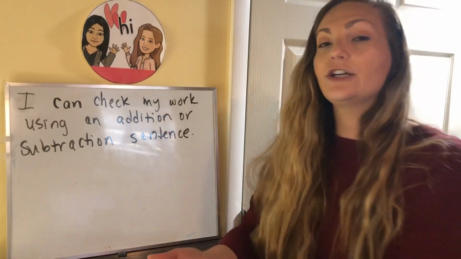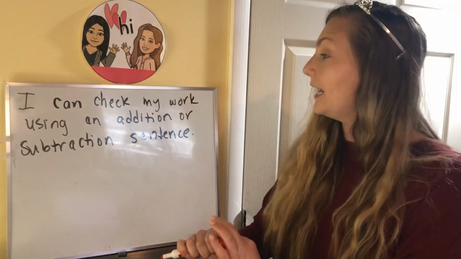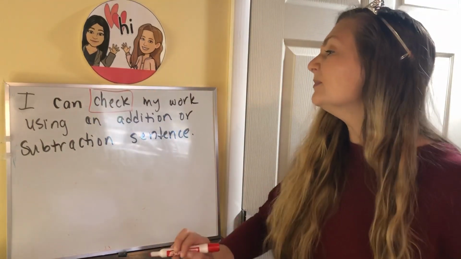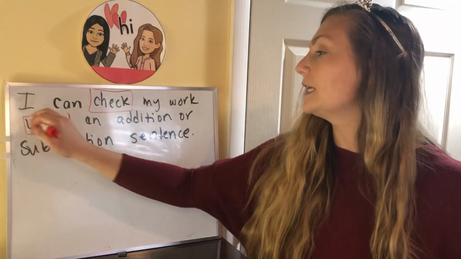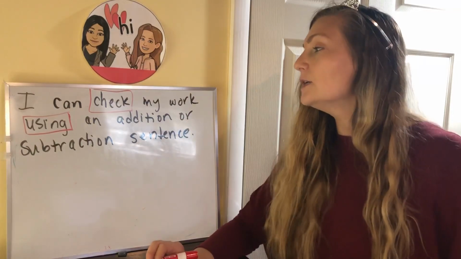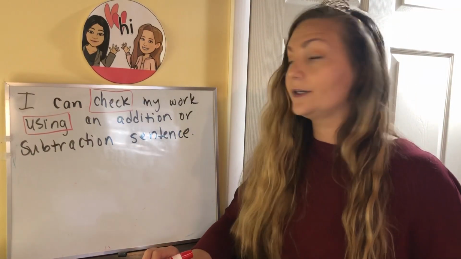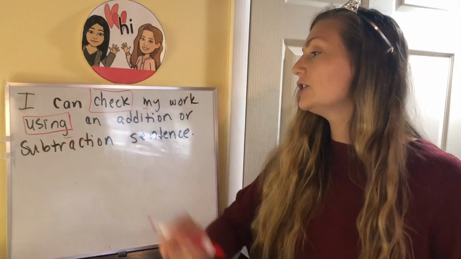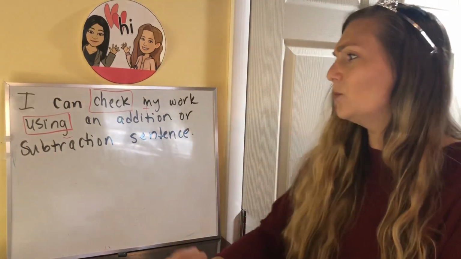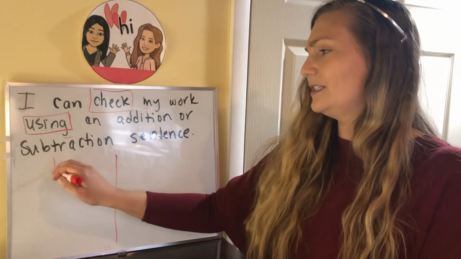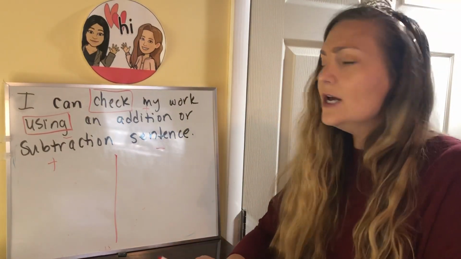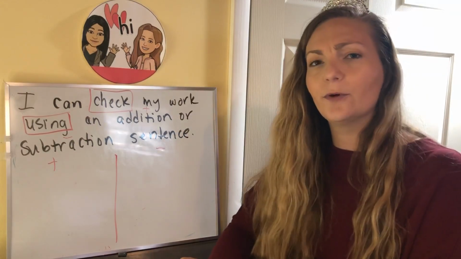So what is our action? What are we going to be doing today? We will be checking our work and we will be using something. So what are we using to check our work? Either an addition sentence or a subtraction sentence. And we'll have to decide, when would we use an addition sentence to check our work? When would we use a subtraction sentence to check our work? So we're going to talk a little bit about that before we get started.